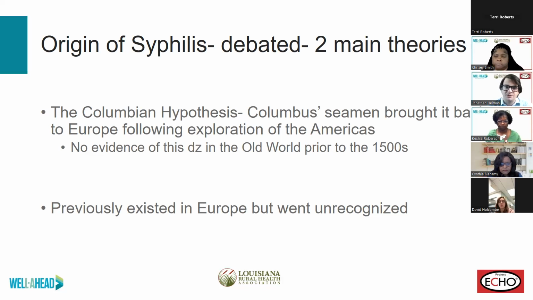And this is simply based on there not really being any evidence of this particular disease in the Old World prior to the 1500s. And then the other hypothesis is that no, it existed for a long time in Europe before, but it went unrecognized. And maybe one of the reasons for the lack of recognition is that syphilis is known as the great imitator. It can present in many, many different ways. And so it might have been labeled as another disease without realizing it was the same thing. Next slide, please.